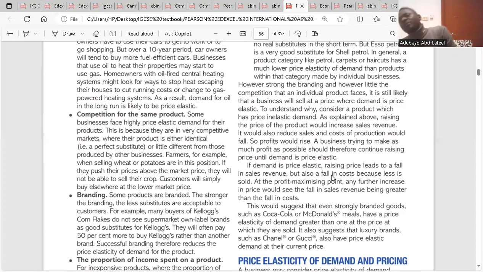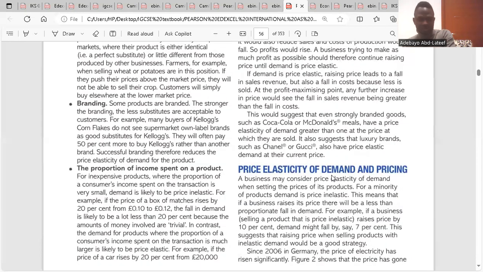Competition for the same product. So if products that have the same usage or a close usage increase their price, then the responsiveness will be elastic because consumers will find substitutes. Do you understand? So products that are sold in a competitive market are always price elastic. Do you get it? So that is the point there.